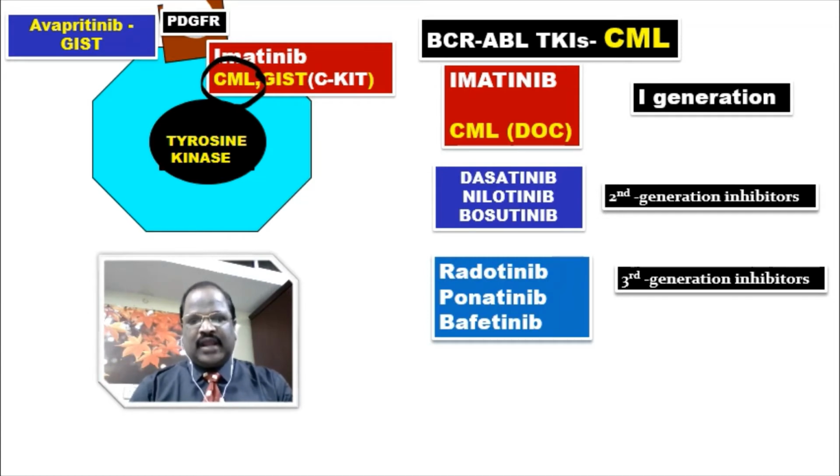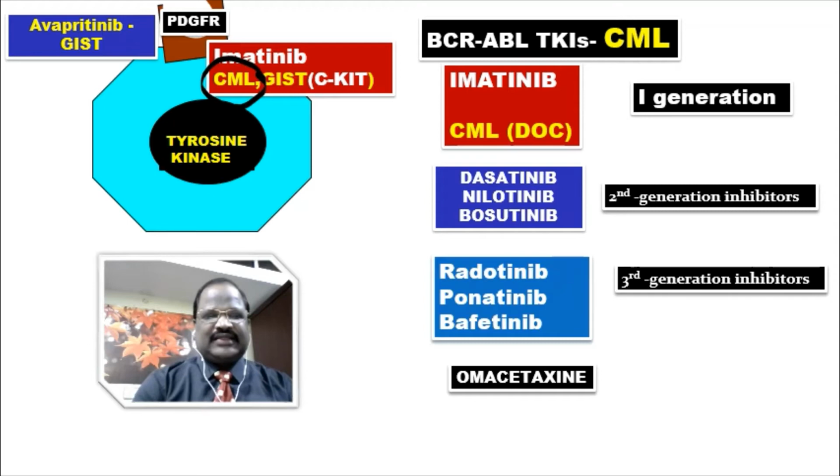One more extra point. If the CML is resistant to more than 2 or 3 tyrosine kinase enzyme blockers, in that case we use one new drug called omacetaxine. So omacetaxine is a latest drug useful for treatment of CML which is resistant to more than 2 to 3 tyrosine kinase enzyme inhibitors. So what we have done in this slide is discuss some drugs useful for CML. Similarly, I want to discuss one more point.